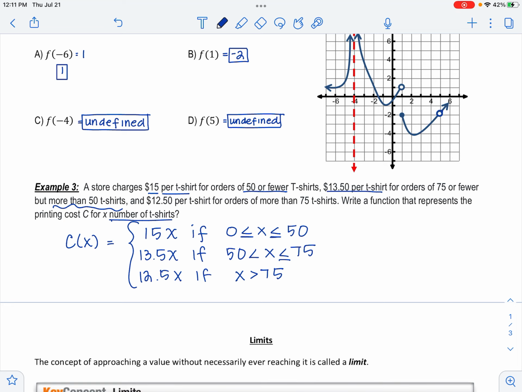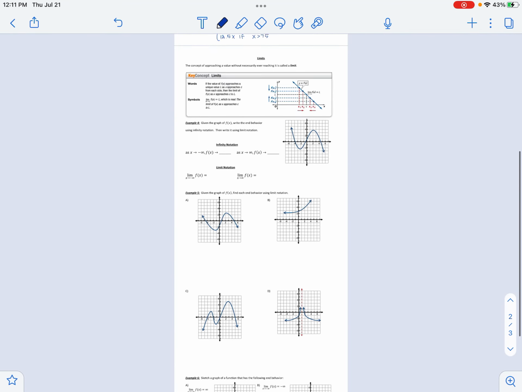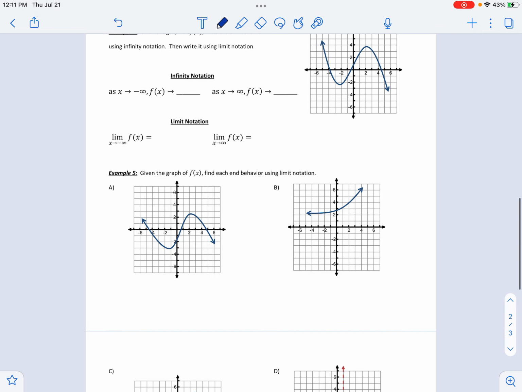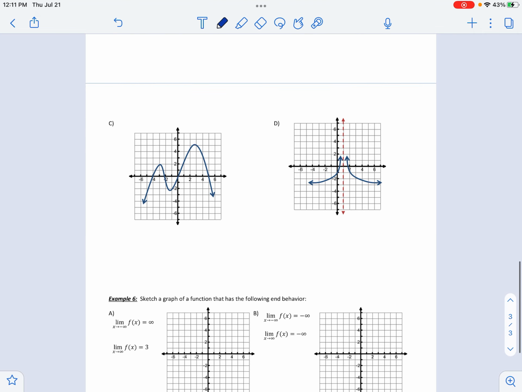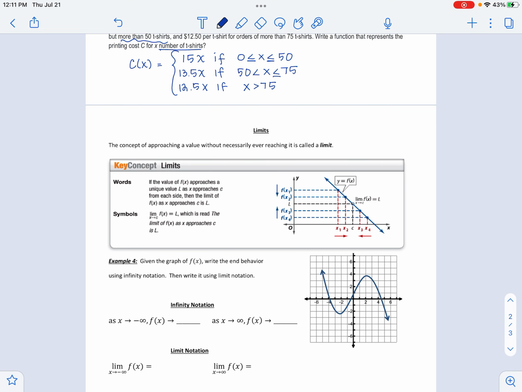All right, there's my piecewise function. All right, so last thing we are going to talk about is writing end behavior. You wrote end behavior in Algebra 2 with trig, looking at graphs and doing other things, looking at equations also. So we are going to do it by looking at equations today, and then we're going to create our own end behavior on graphs. So how we do this is we do this in limit notation.